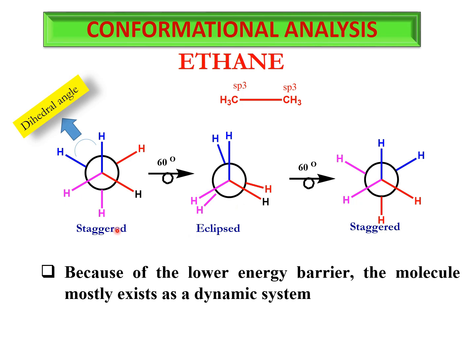So to go from one staggered conformation to another staggered conformation, this ethane molecule has to pass through an eclipsed conformation. And this eclipsed conformation is just like a transition state for the conversion of one staggered conformation into another staggered conformation.